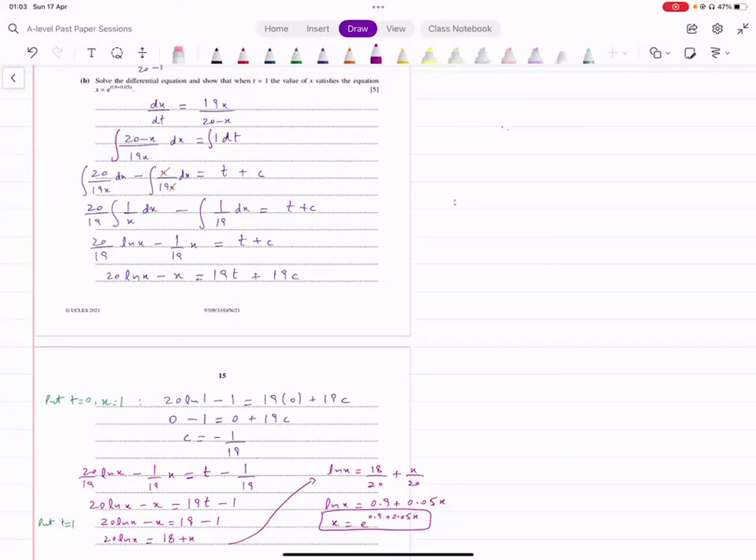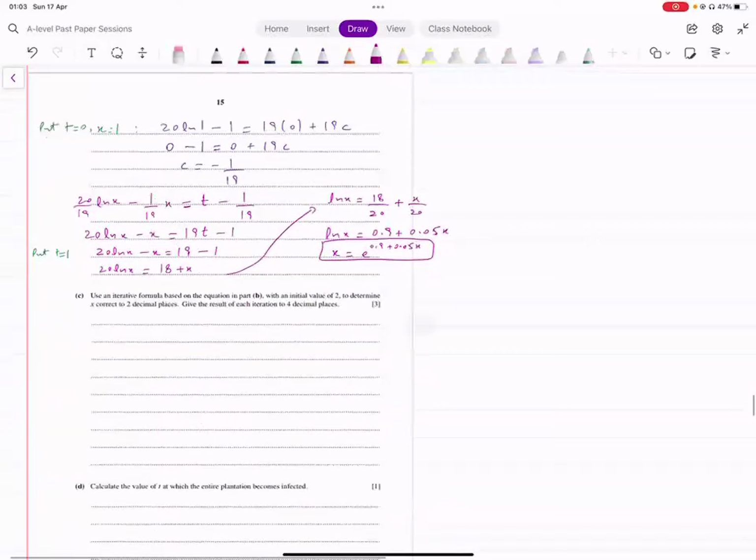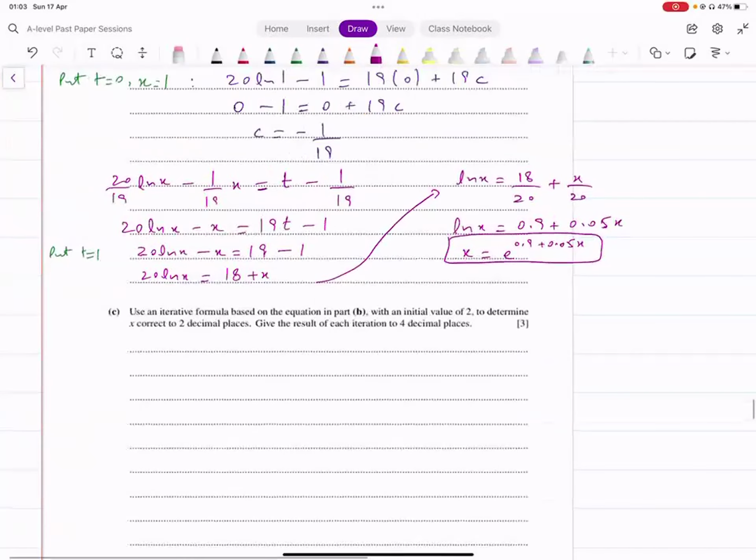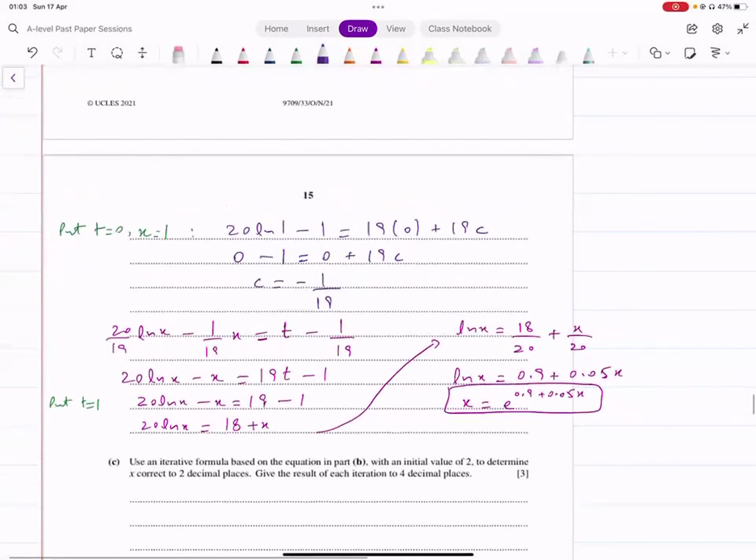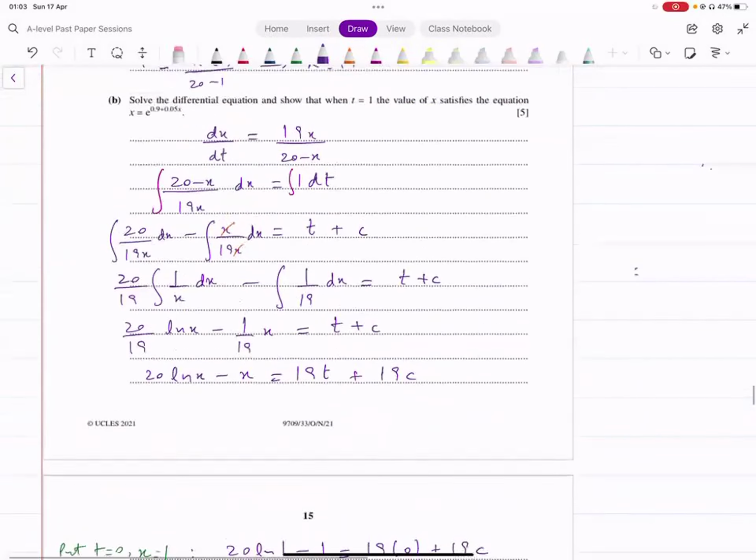Okay, let's move on. Let's do the last one now. इसका एक part है. In fact, the next part is use an iterative formula based on the equation in part B. I'm not going to do this. I'll just tell you the iterative formula. हम आप कर लेंगे उसके बाद. What's the iterative formula based on the equation in part B?